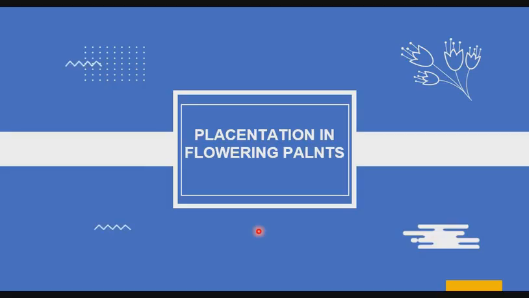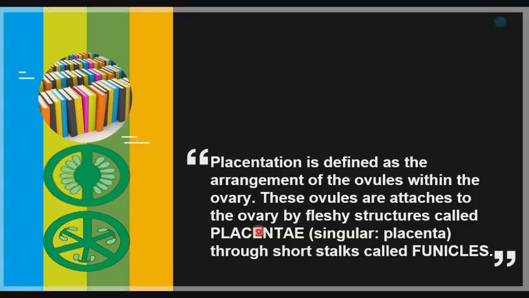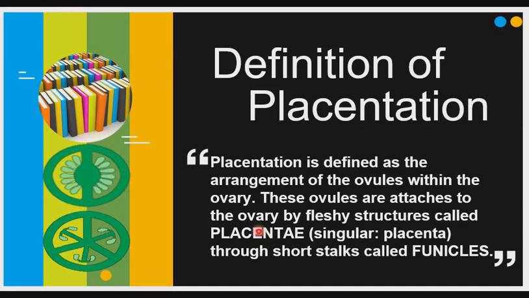Now let's look at placentation in flowering plants. What is placentation? Placentation is defined as the arrangement of the ovules within the ovary. These ovules are always attached to the ovary by a structure called placenta, through a short stalk called funicle. So the arrangement of the ovules within the ovary is what we are going to be looking at now.